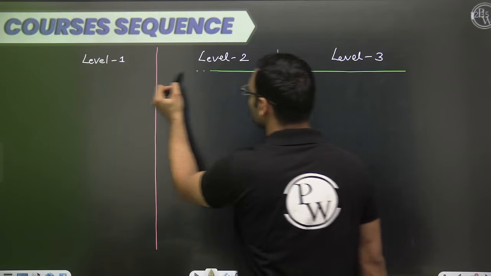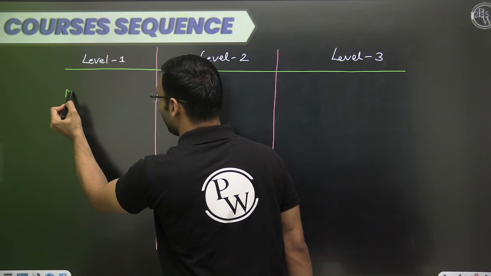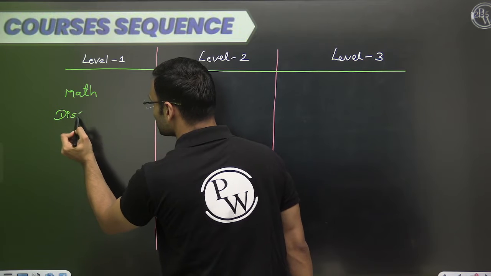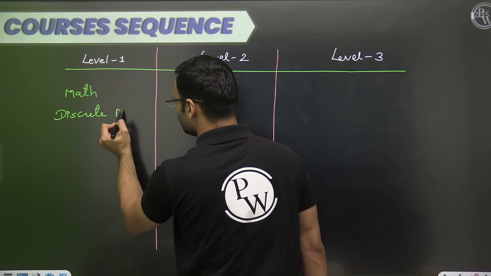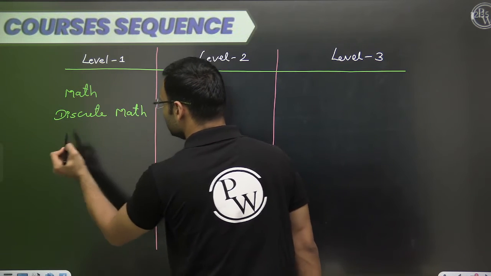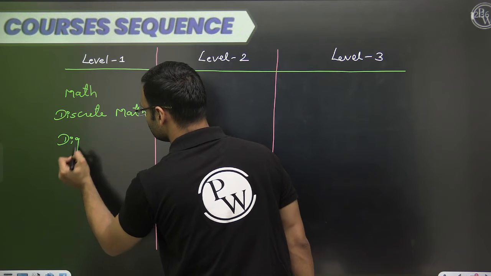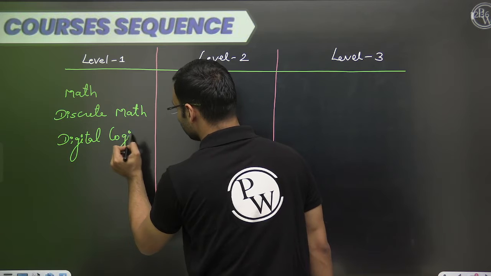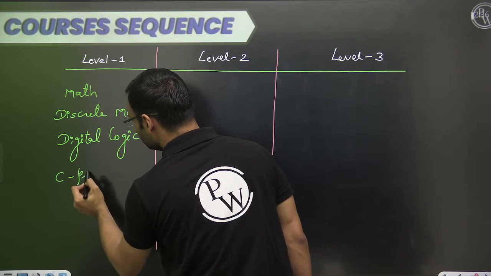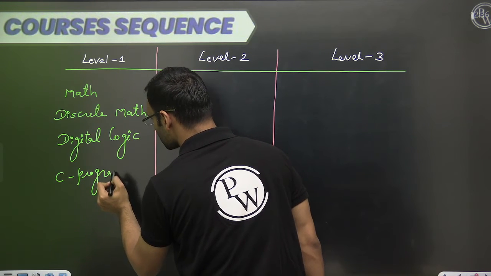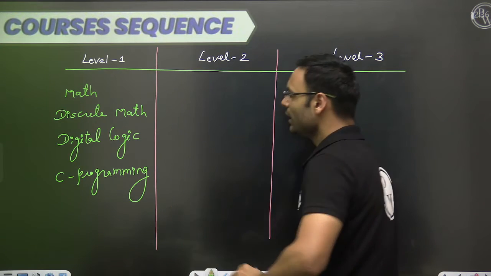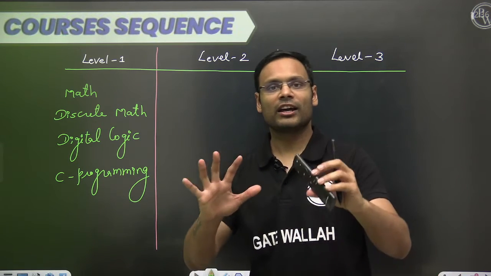Now, what are the level number 1 courses? Engineering mathematics, discrete mathematics, digital logic, not data structure, C programming. These are basic courses for which you don't have any prerequisite and most of the students are aware of them.